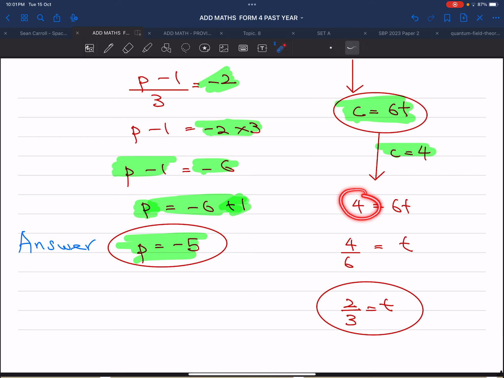Therefore, 4 equals 6t. Transfer the 6 to the left hand side. I have t equals 4 over 6. Simplify, divide by 2, divide by 2. Therefore, t is 2 over 3. Our next answer. So I have completed the question.